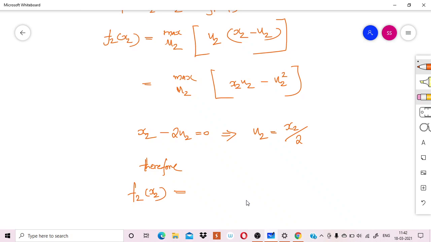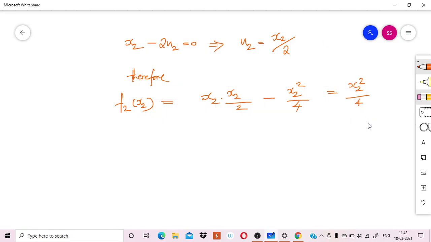So x2 into u2 is x2 by 2, minus u2 square is x2 square by 4, so that will be equal to x2 square by 4. So we have the maximum value of f2 x2 that we got in stage 2. So stage 2 is over.